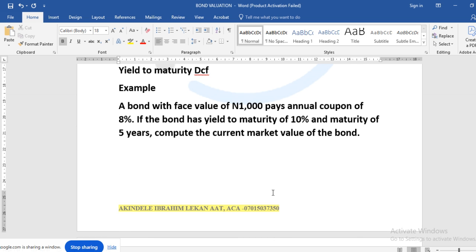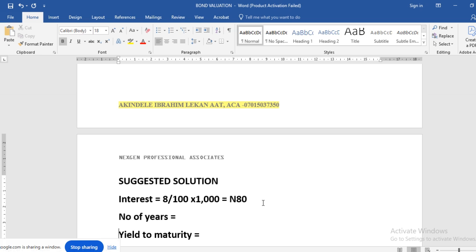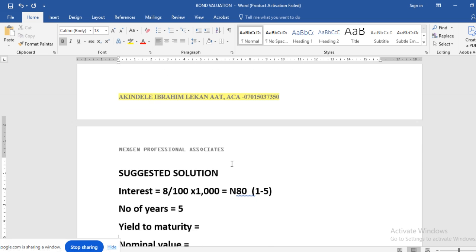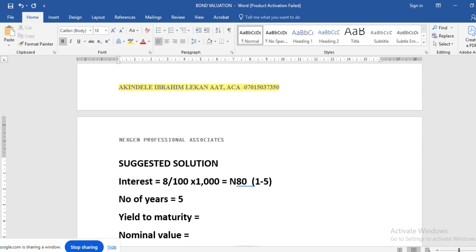So now the maturity is for 5 years. So the lender will receive interest from year 1 to year 5. The number of years is 5 years. Now, yield to maturity. Don't forget I said something about yield to maturity. Sometimes the yield to maturity may not be given to you, and we'll get there. But it's given in this question as 10%.